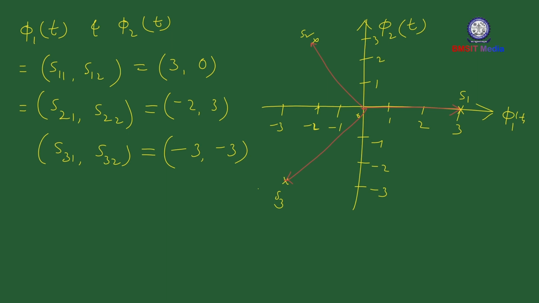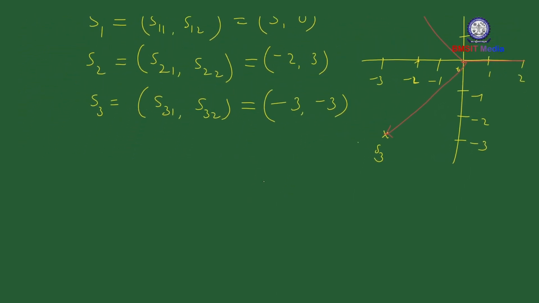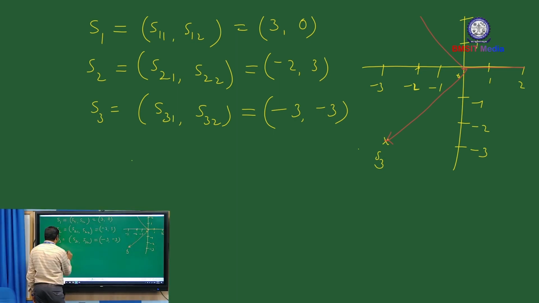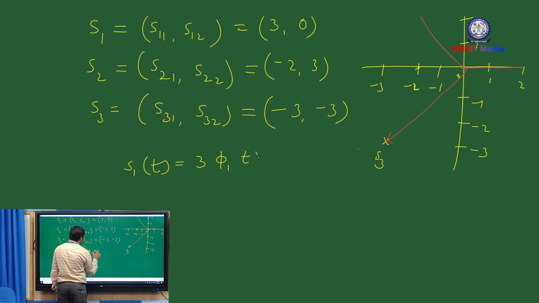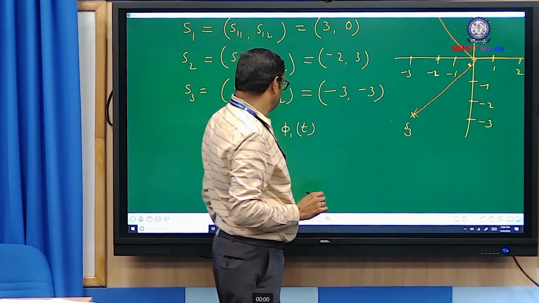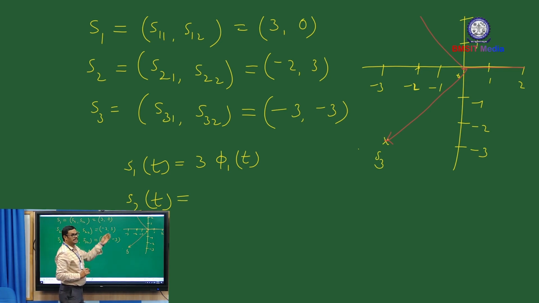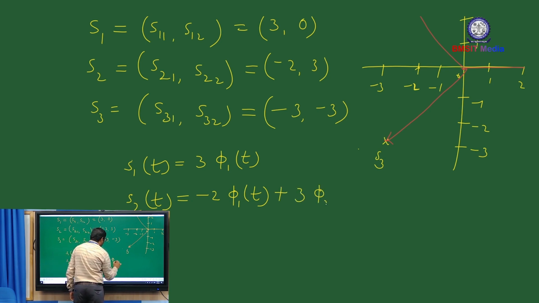Now, how do I express this in terms of the orthonormal basis? These three signals need to be represented in terms of basis functions. So I can write S1 of t is equal to, since it is on the phi1 axis, 3 into phi1 of t, and phi2 of t is 0, so 0 into anything is 0, I can leave that. Then S2 of t is equal to, here phi1 is minus 2 and phi2 is 3, so I can write minus 2 phi1 of t plus 3 phi2 of t.